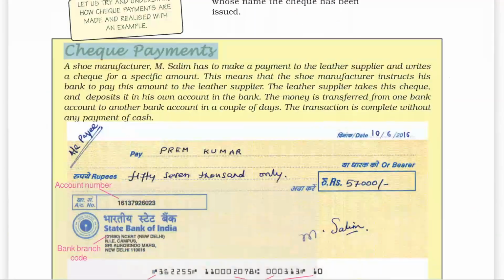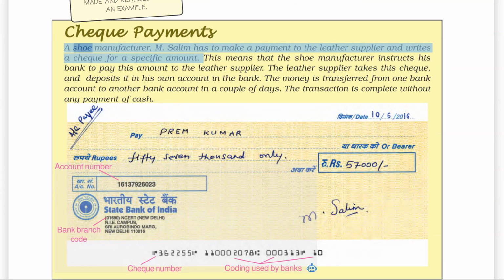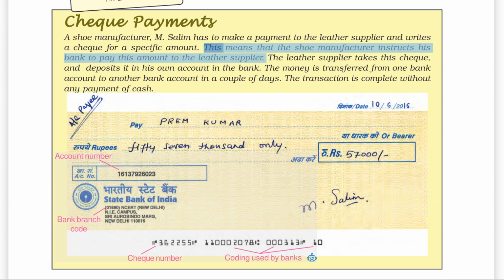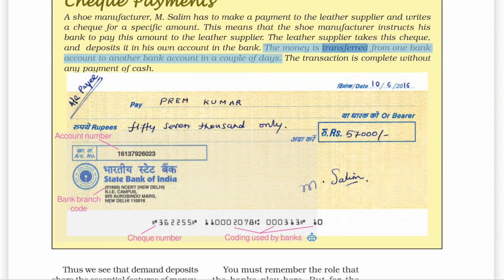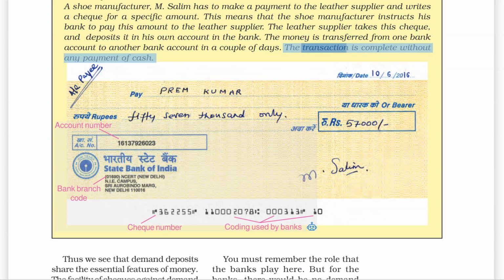Tughlaq coin. Check payments. A shoe manufacturer, M. Salim, has to make a payment to the leather supplier and writes a check for a specific amount. This means that the shoe manufacturer instructs his bank to pay this amount to the leather supplier. The leather supplier takes this check and deposits it in his own account in the bank. The money is transferred from one bank account to another bank account in a couple of days. The transaction is complete without any payment of cash.